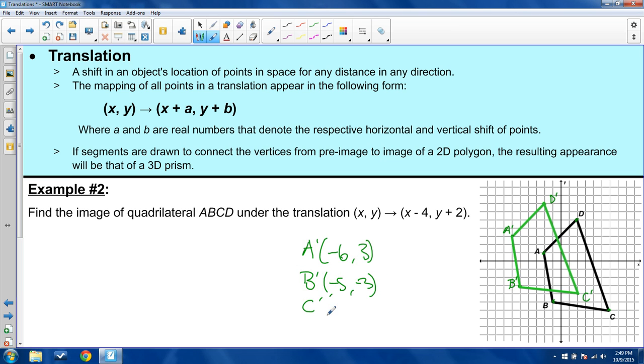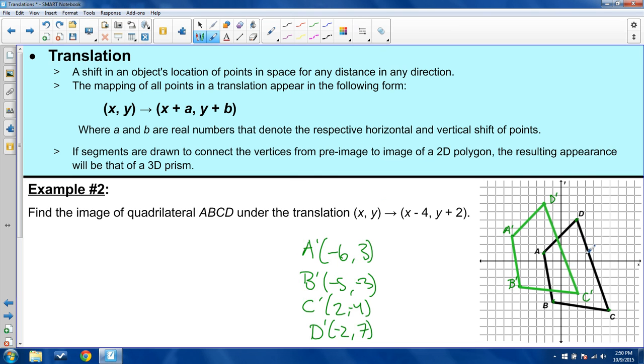C prime is at 2 over, 4 down, 4, negative. And D prime is 2 to the left, and then 1, 2, 3, 4, 5, 6, 7 up. Negative 2, comma 7. So the math-related idea of this is, again, for every xy point, literally every xy point is going to shift 4 to the left and 2 up.